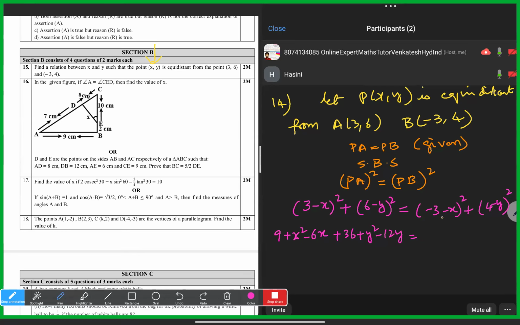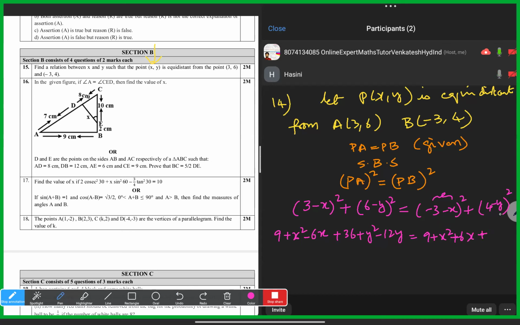3 square 9 plus x square plus 6x. Because if you consider this as (a minus b) whole square, a is negative. So minus 2ab, when you write minus 2 into a is minus 3, minus of minus plus you will get. Anyway, you will get (a plus b) whole square whenever both are minus. Now this one again, (a minus b) whole square.